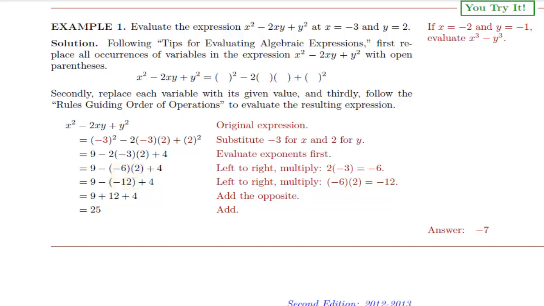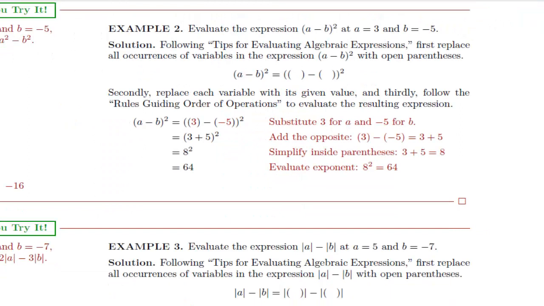Then change the subtraction of negative 12 to adding the opposite. So 9 minus negative 12 becomes 9 plus 12. Then adding from left to right, 9 plus 12 plus 4 is 25. Example 2. Evaluate the expression a minus b squared at a equals 3 and b equals negative 5.